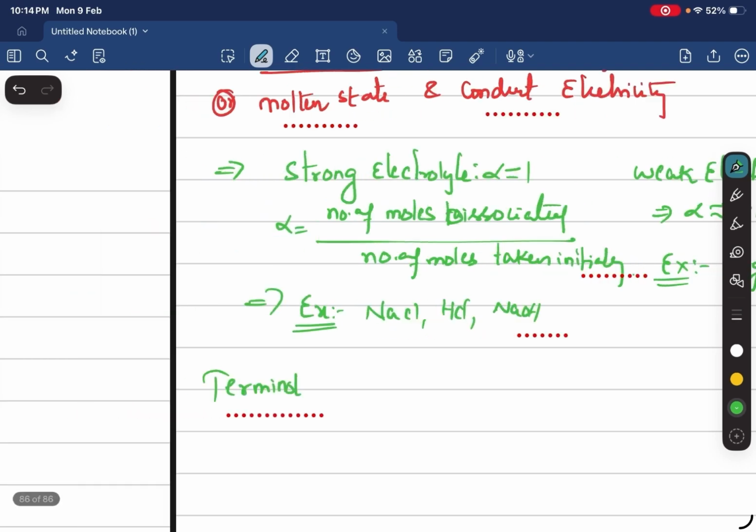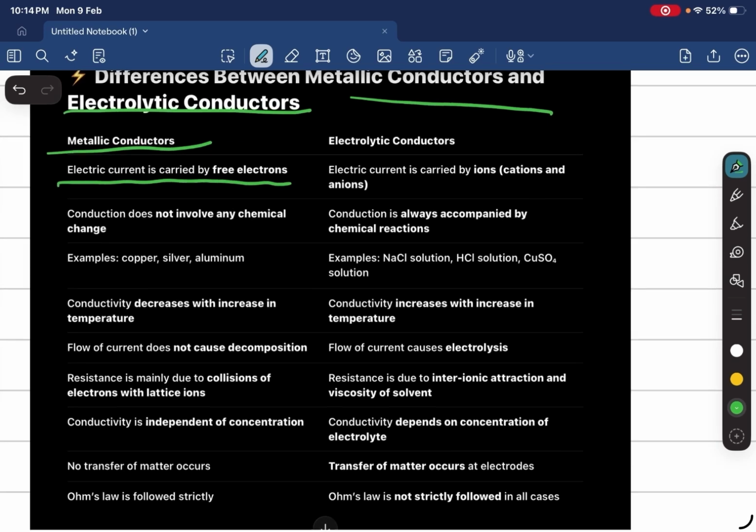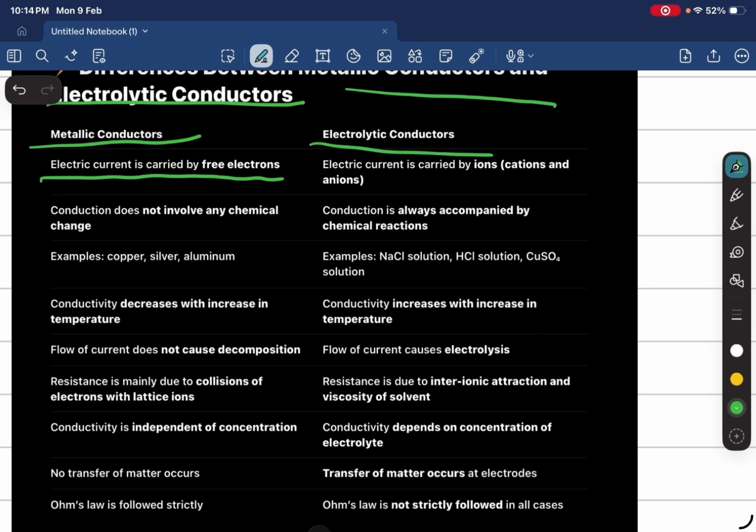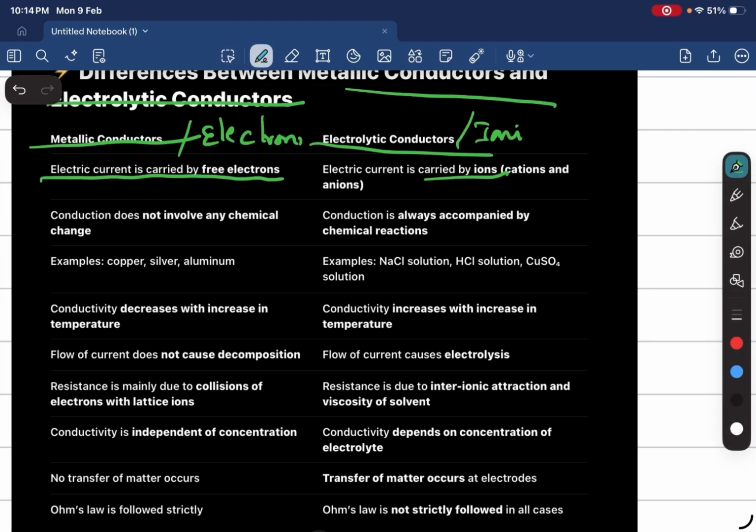After this we can discuss what are the types of conductors, the difference between metallic and electrolytic conductors. In metallic conductors, electric current is carried by free electrons. In electrolytic conductors, the current is carried by the ions. This is also called ionic conduction, while the other is called electronic conduction. Electronic means conductivity happens through electrons, but here conductance happens through ions.